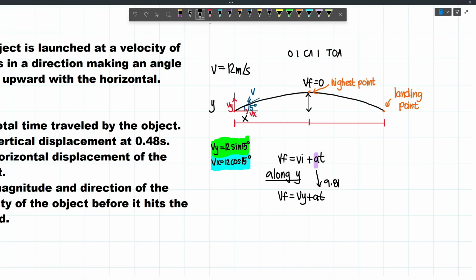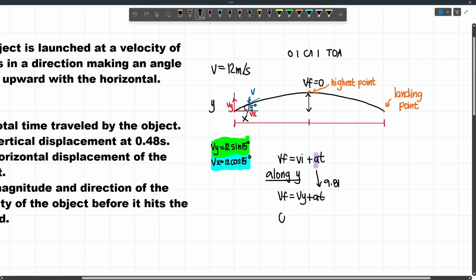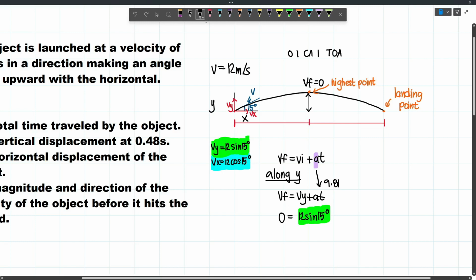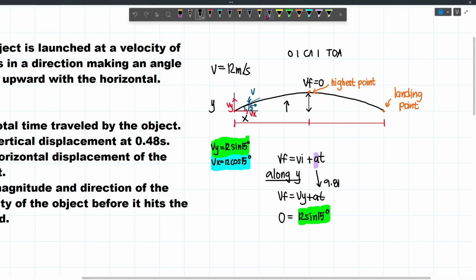Now, we know nga ang Vf sa highest point is 0. 0 is equal to atong Vy, is kani siyang 12 sine 15. Now, I hope agree ra. Atong lang kolaran, kana green. And then, ang value sa atong acceleration is negative. Kay if ang atong body padung pababaw, di ba gilabay pa siya, padung pa siya babaw. So, if atong body padung babaw, ang gravity mo-oppose niya. So, meaning ang acceleration will be negative.